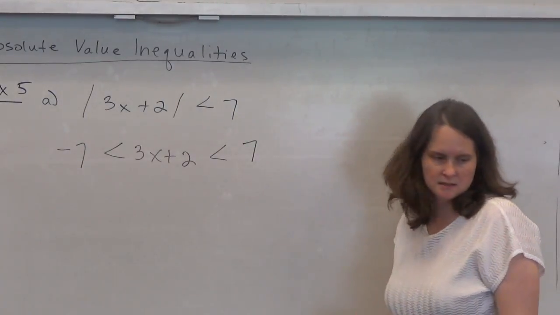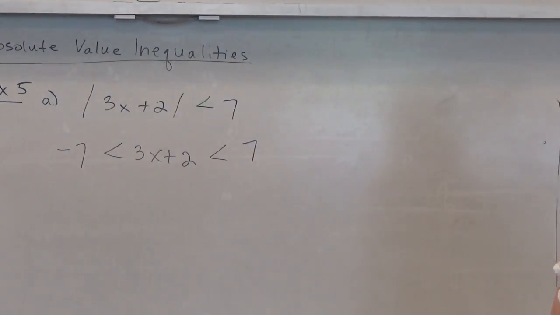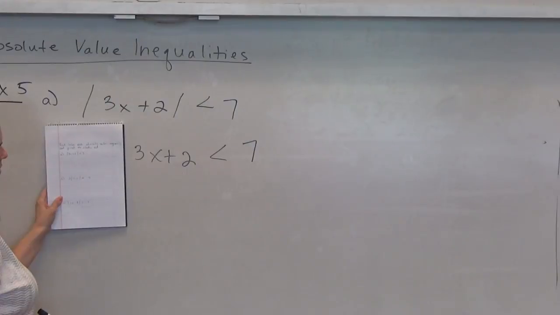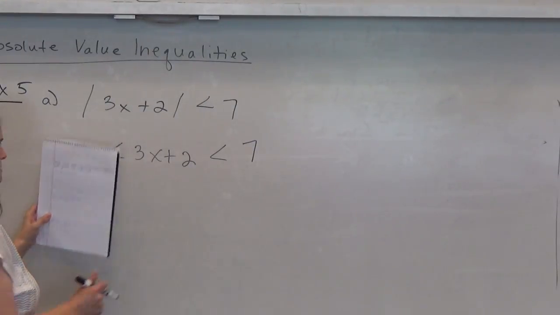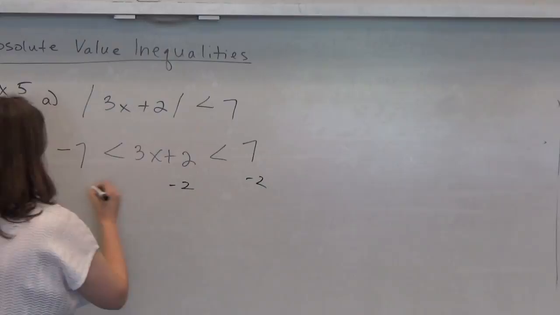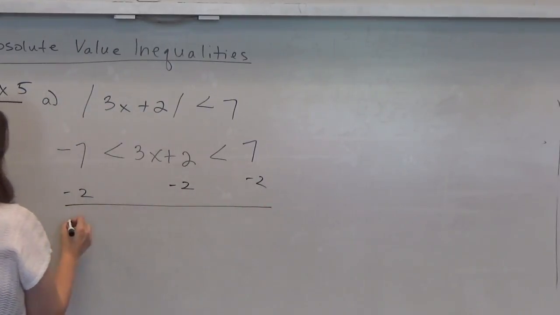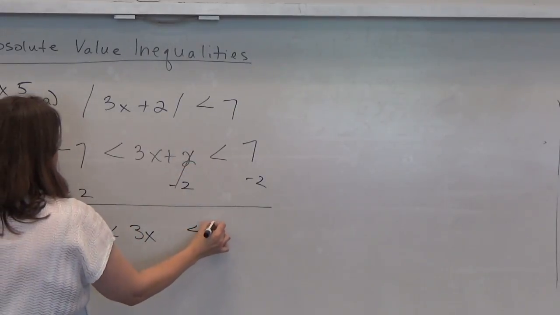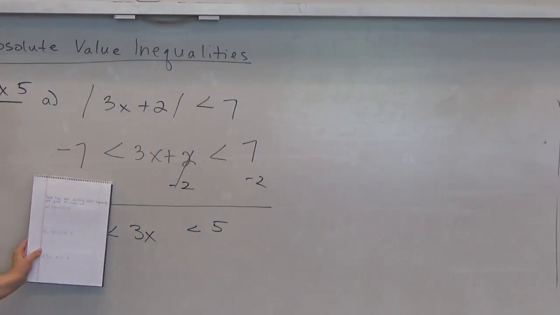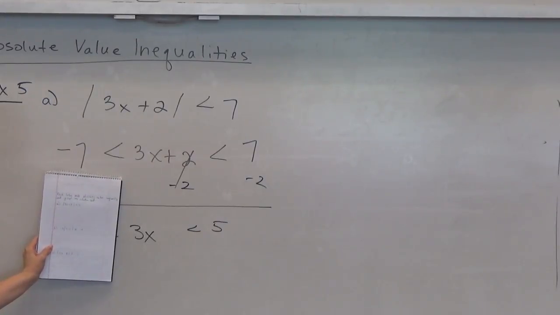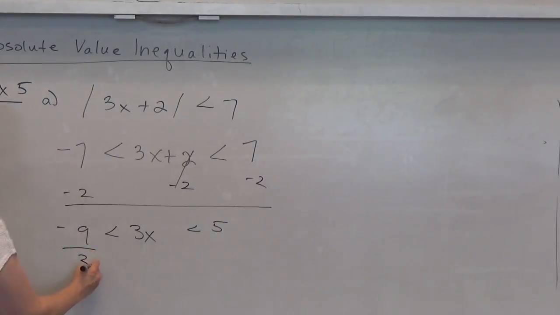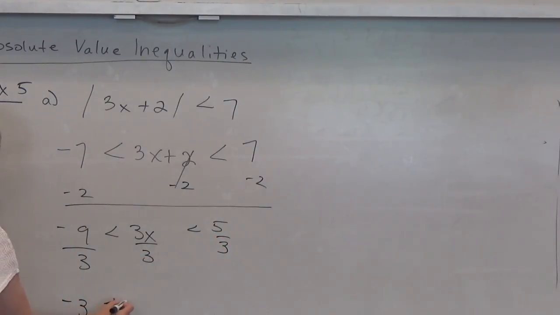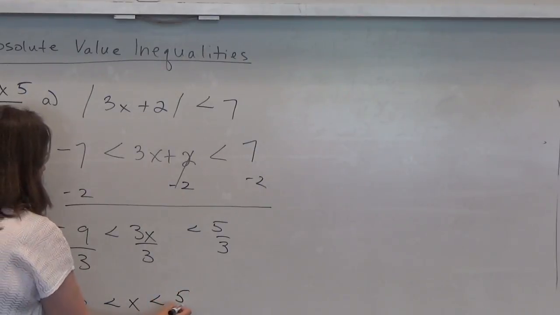So just like with any sandwich inequality, you're going to want to get your x by itself in the middle. So you can see that you want to start by subtracting 2 on all 3 sides. I get negative 9, less than 3x, less than 5. All right, and again, if you look at it, you can see you're going to divide everything by 3. So divide all 3 sides by 3. We've got negative 3 is less than x, less than 5/3.